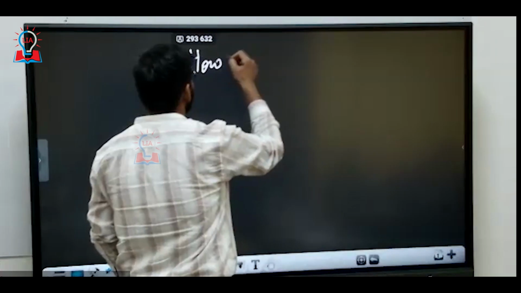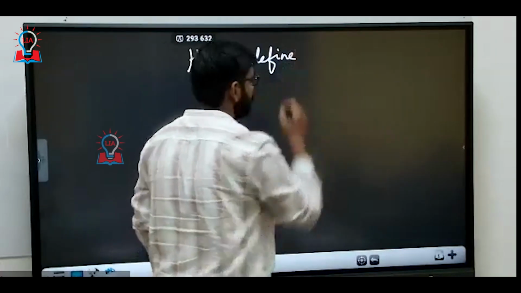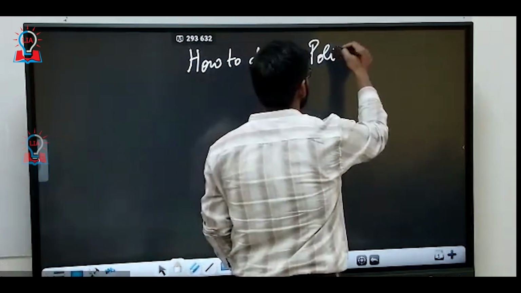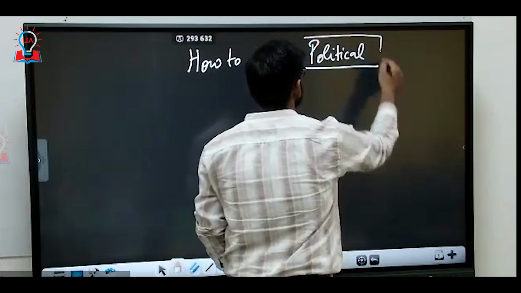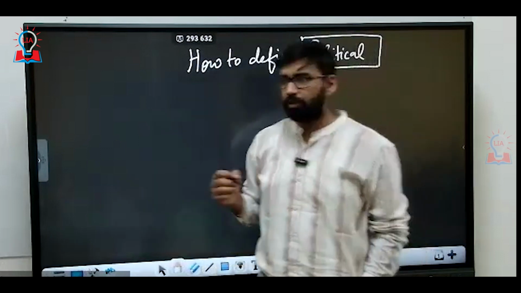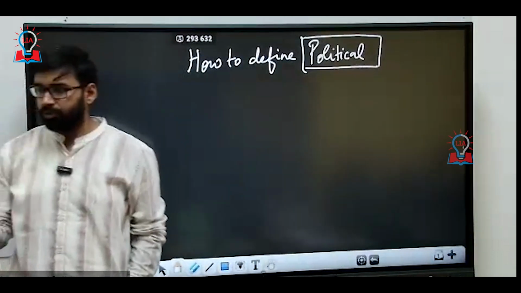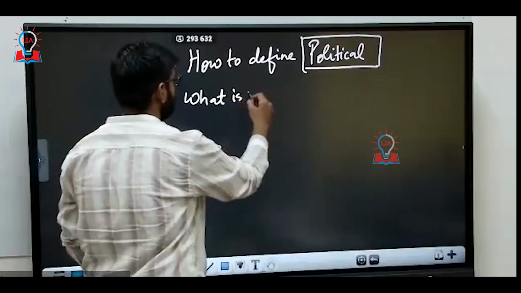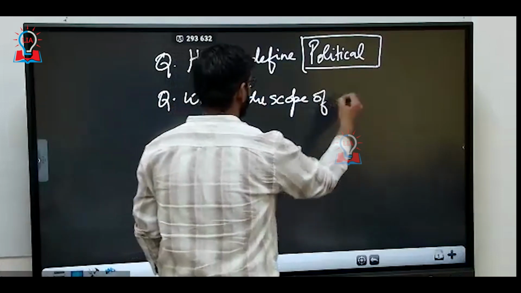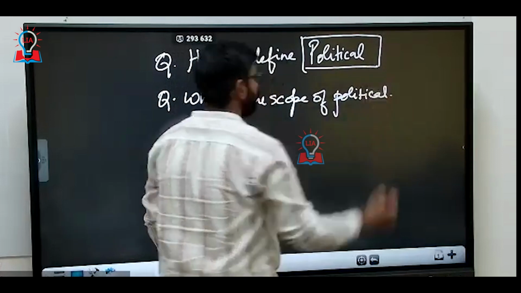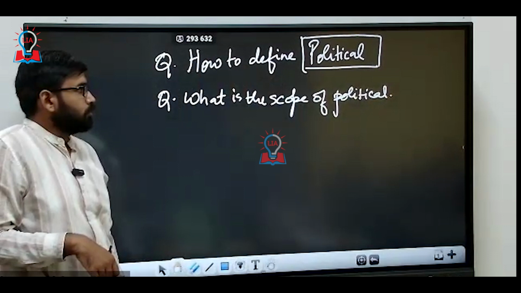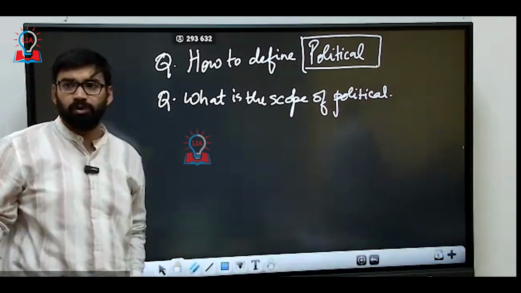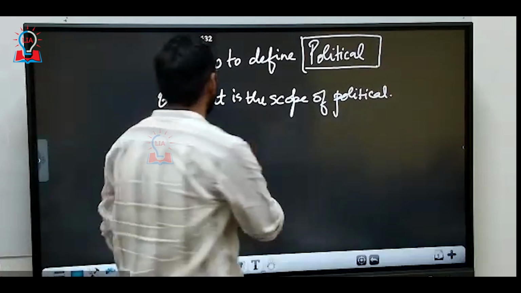The question here is how to define political. Now the core political science class will start from today onwards. So how to define political? What is the meaning of this term political? Another question: what is the scope of political? So how to define political? What is political, first of all?